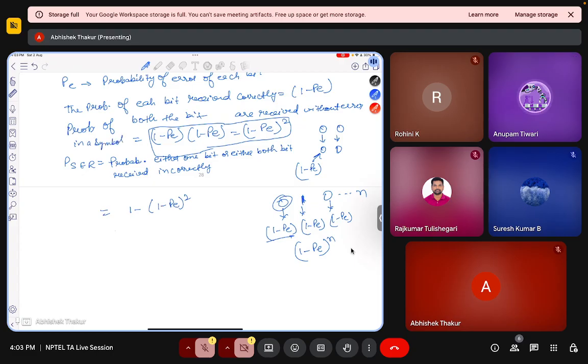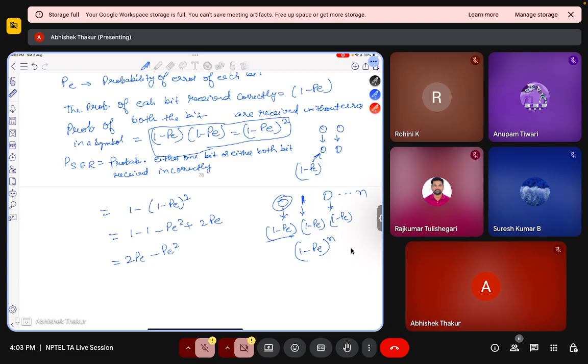So now this is what I understand. The wording was incorrect, but the thing was correct. So this will be 1 minus (1 minus PE) squared. So it will become 1 minus 1 plus 2 PE minus PE squared. So this will become 2 PE minus PE squared.